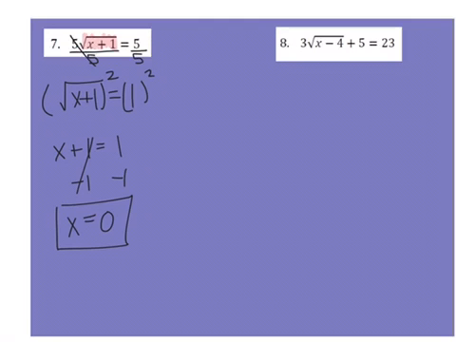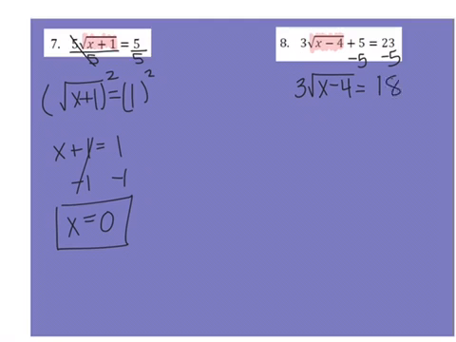Number 8 then, I'm going to throw everything at you for this one. So step number 1, we're going to highlight the radical, and we're going to get this thing alone right now. So I have 2 things I have to get rid of. I have to get rid of the timesing by 3 and the adding 5 at the end. Remember, we always get rid of the adding or subtracting first. So we're going to get rid of the adding 5 by subtracting 5. And I'm going to be left with 3 square root of x minus 4 is going to equal 18.